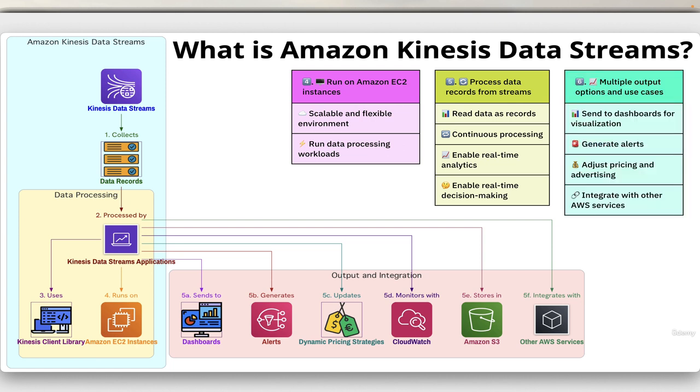After processing, the data can be used in various ways, such as sent to dashboards for visualization. You can generate alerts based on certain conditions. You can dynamically adjust pricing and advertising strategies. You can integrate with other AWS services for further processing or storage.